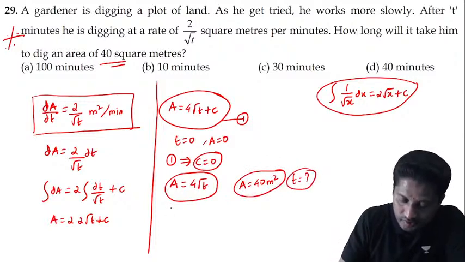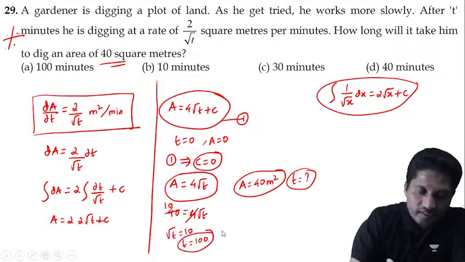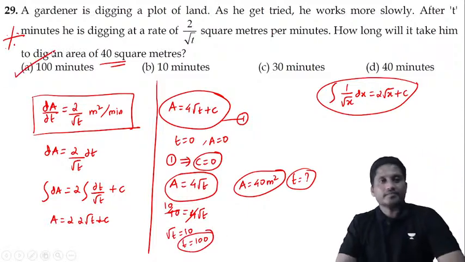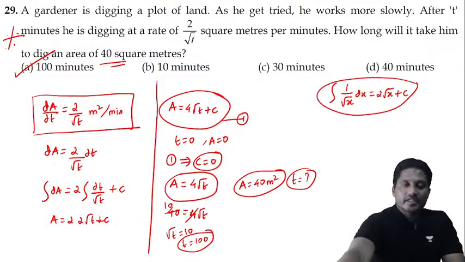Now if I substitute, 40 is equal to 4 into root t. 4 will cancel with this 10 times. Root t is equal to 10. If you square, you get t is equal to 100. Time will be equal to 100 minutes. Answer is option A. Right, let's move to the next question.